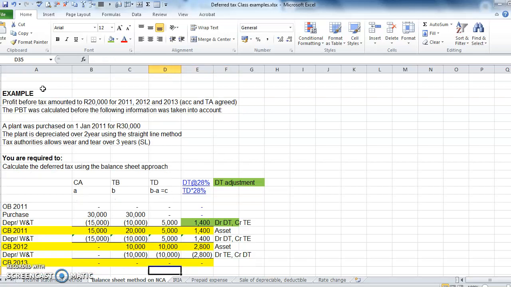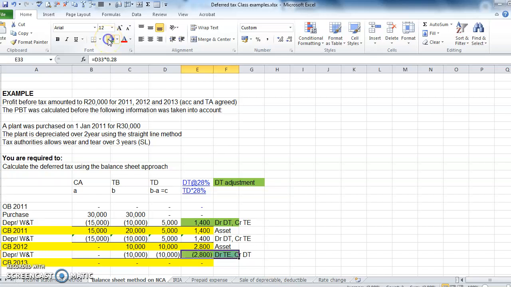And then for 2013, remember, we don't process depreciation because we fully depreciated the asset at the end of 2012. So we only process our wear and tear for 2013, which is our last 10,000 Rand. Now our carrying amount is 0, tax base is 0, temporary difference is 0, so our deferred tax balance is also 0. Remember, we need to process our deferred tax adjustment.